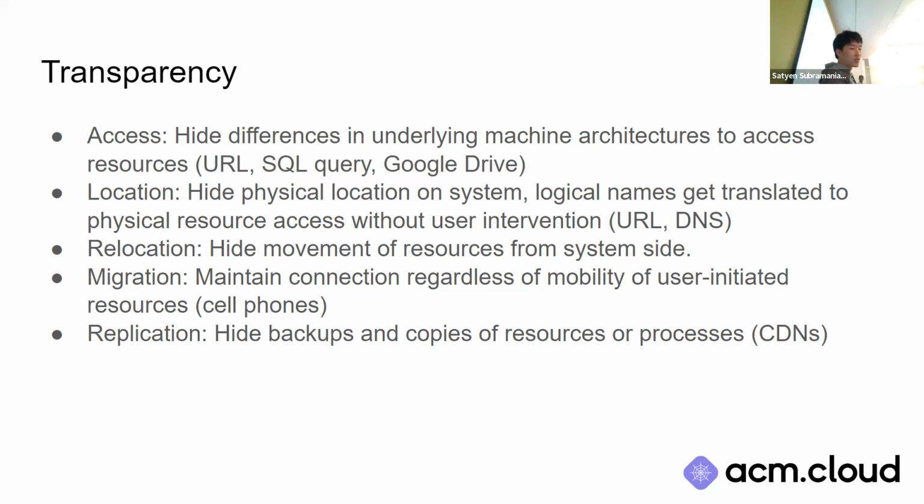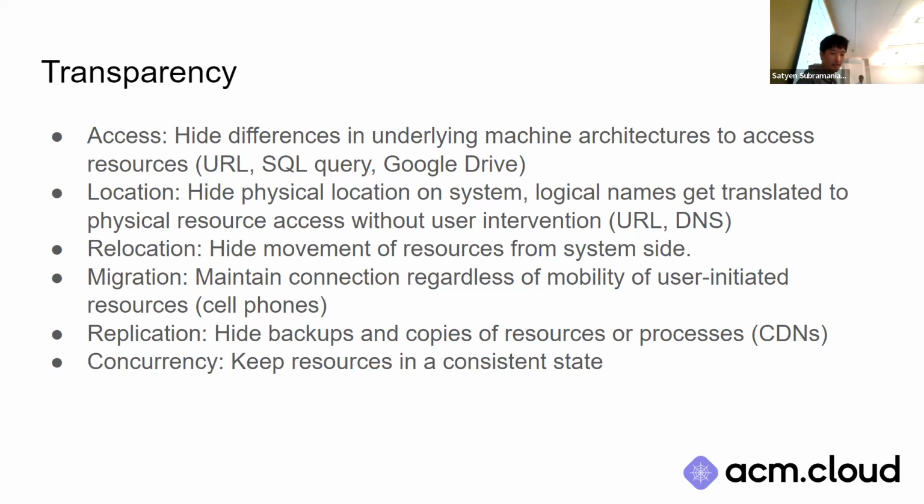And replication, we've gone over this just before. CDNs are an example. If I have caches of old resources, or backups or copies, the end user should not be aware of that at all. And concurrency. All the resources should be kept in a consistent state, and this is related to the atomicity principle as well.